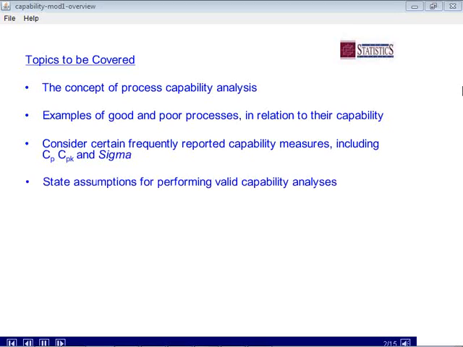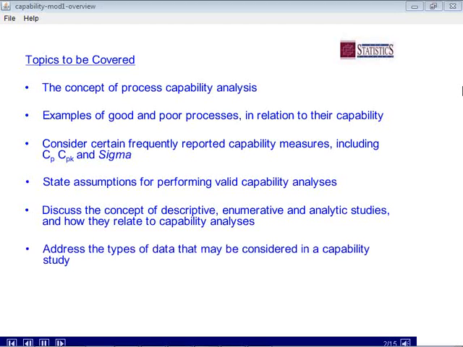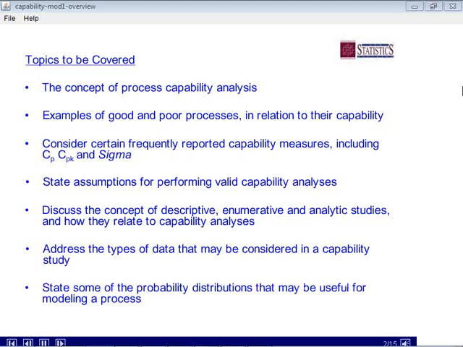Let's state the assumptions that we should be looking for in order to perform valid capability analyses. In that regard, I also want to discuss the concept of three particular types of statistical studies: descriptive, enumerative, and analytic studies. And I want to show you how these relate to capability analyses. We're also going to address the different types of data that one may be considering when performing a capability study. And finally, we're going to state some of the probability distributions that may be useful for modeling a process.